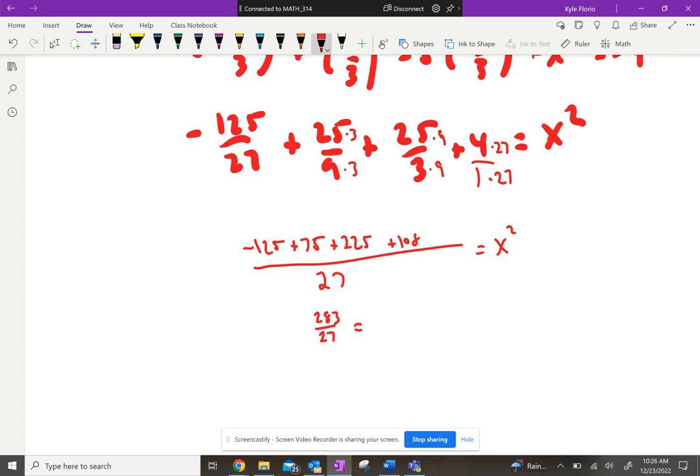283 over 27 equals x squared. So square root both sides. So you get x equals plus or minus that fraction, which we're going to approximate as about plus or minus 3.237.